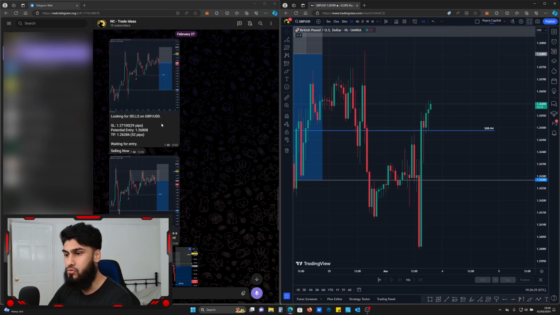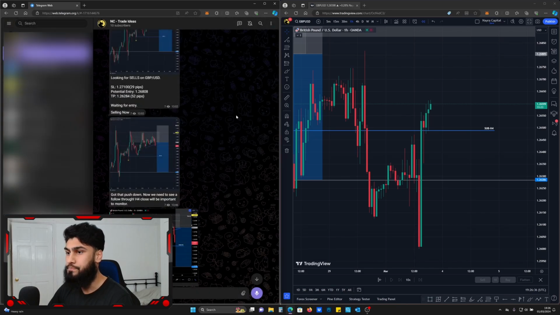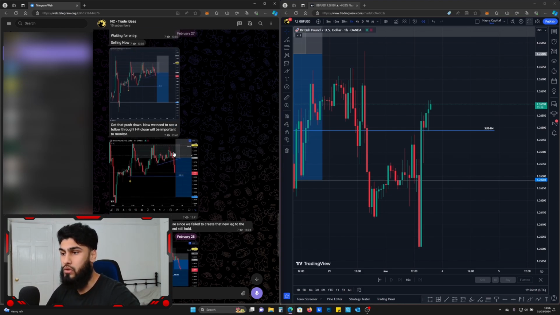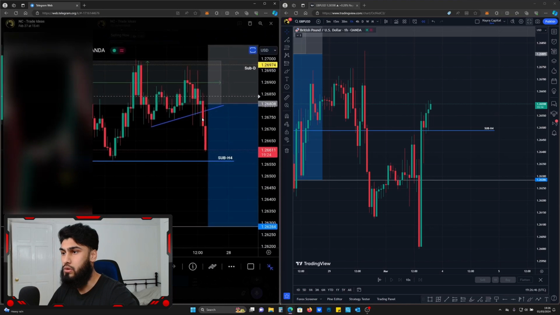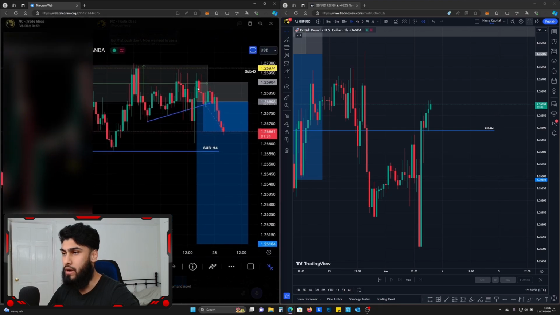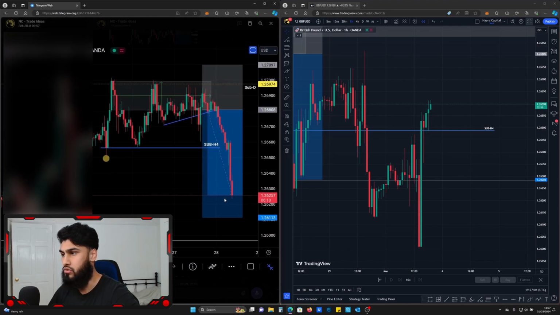I updated the signals room as well. As you can see, once price did give us that push down, I said at the bottom, "Got that push down. Now we need to see a follow through. H4 close will be important to monitor." Once we got the H4 close rolling over deep into New York session, we saw that push down. However, this push down was not sustained, as we got that push right back up. Then I knew that during Asia session is where we would potentially get that breakthrough, and that's exactly where we saw that roll through nicely into New York session.